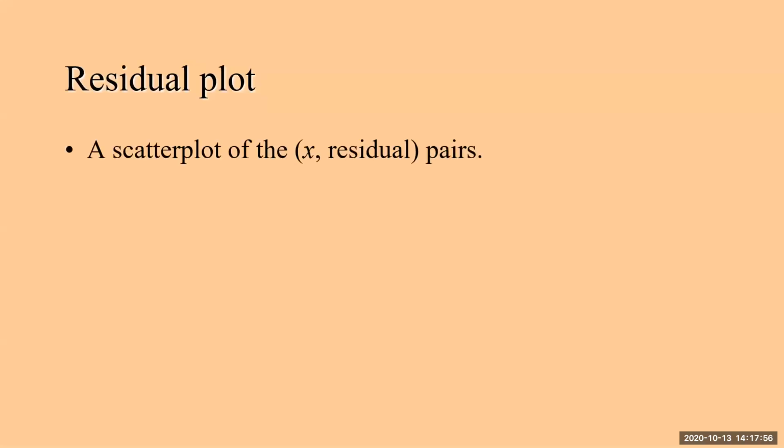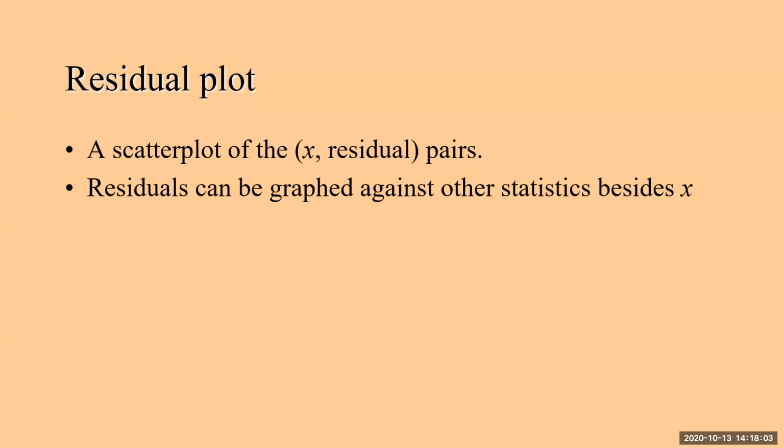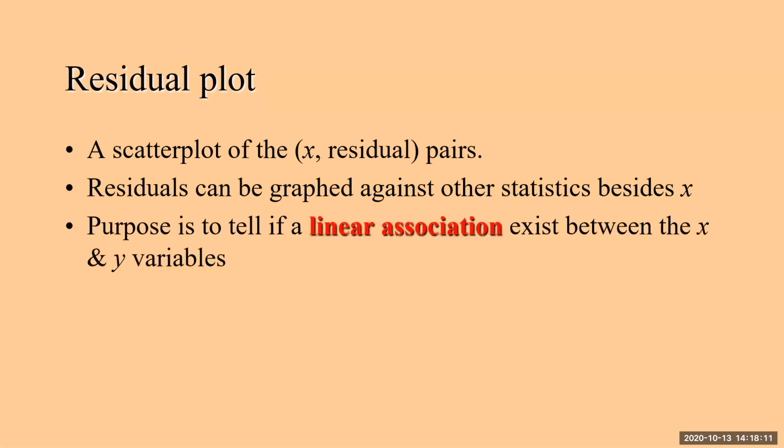So what is a residual plot? A residual plot is a scatter plot of the x, comma, residual pairs. Residuals can be graphed against other statistics besides x. Most commonly, it will be x. And the purpose is to tell if there is a linear association existing between the x and the y. So a residual plot is basically just taking that least squares diagonal line and turning it horizontal.